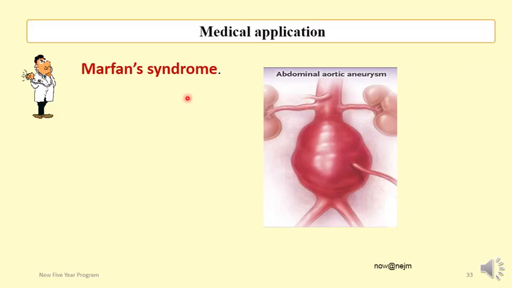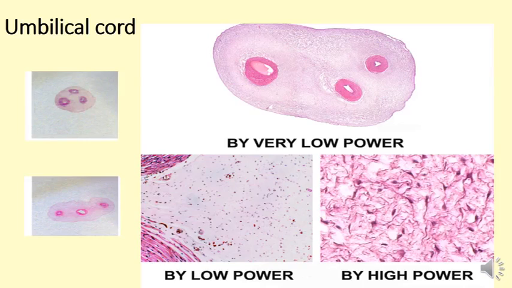Defective formation of elastic fibers results in a syndrome known as Marfan syndrome. Marfan syndrome has many symptoms, and you can look for it in your uploaded textbook. The most important feature or complication of Marfan syndrome is the presence of aortic aneurysm, which is a dilated weak area of the aorta that may rupture at any time, and it is a life-threatening condition.